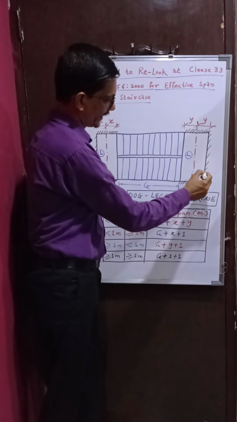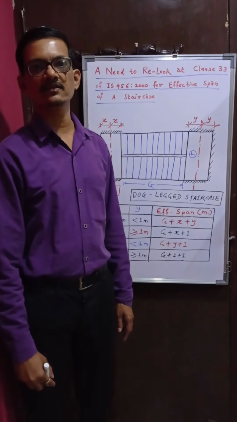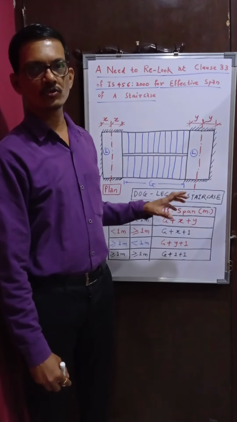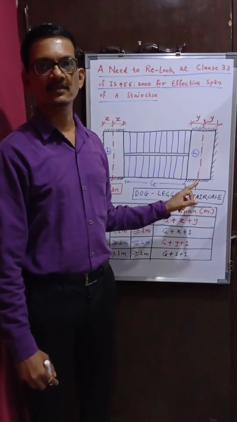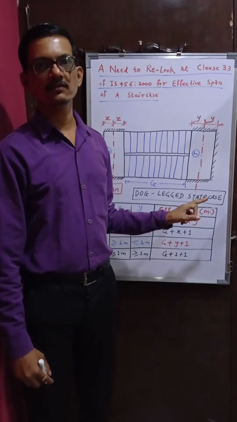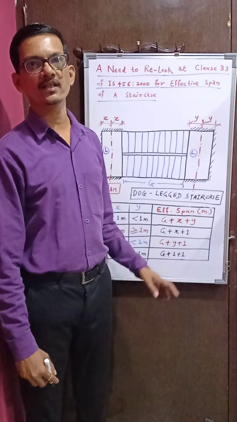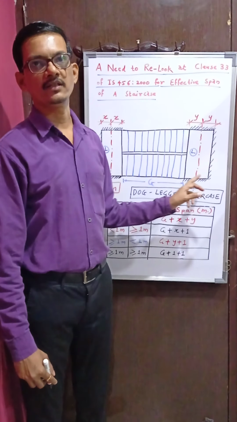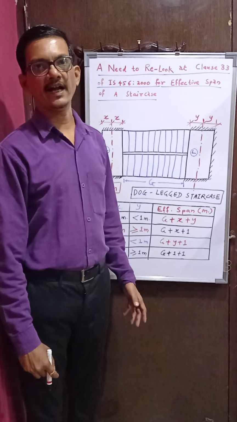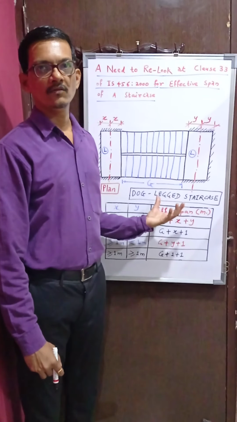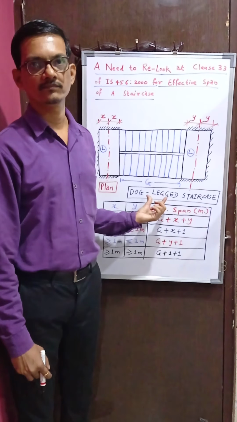As a matter of fact, most of the staircases in buildings are actually of this type only. That is, the landing is supported on all three sides, either by beam or wall. But strangely, in our Indian Standard Code, there is no such case where the landing is supported on all three sides. In their study, they came to know that the effective span when the landing is supported on all three sides has to be taken only as g.